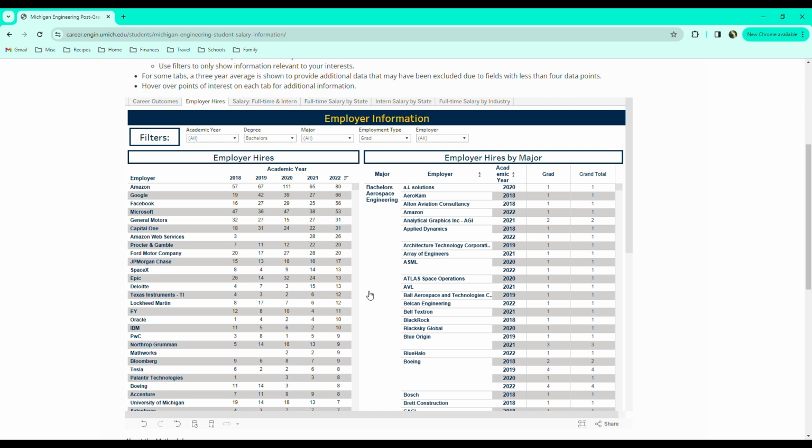There's some schools we've looked at where all of these numbers are really small, and that kind of indicates that there's not companies that are going there to get a lot of graduates.